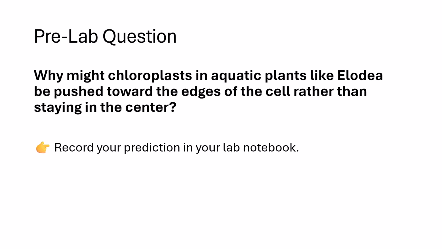Before you begin observing, take a moment to think about this question. Why might chloroplasts in aquatic plants like Elodea be pushed toward the edges of the cell rather than staying in the center? Consider how light enters the leaf and where it would be most effective for chloroplasts to be positioned. Pause the video and write your prediction in your lab notebook before moving on.